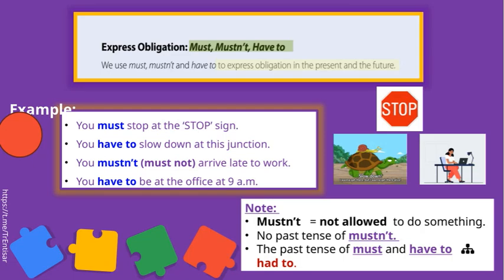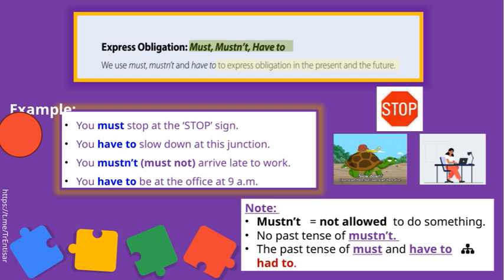Let's talk about the difference between mustn't and had to. First, mustn't means you're not allowed to do something. It's a rule or a prohibition. For example, you mustn't smoke in the building. It's not permitted. It's important to note that mustn't is a present tense, so there's no past tense form.